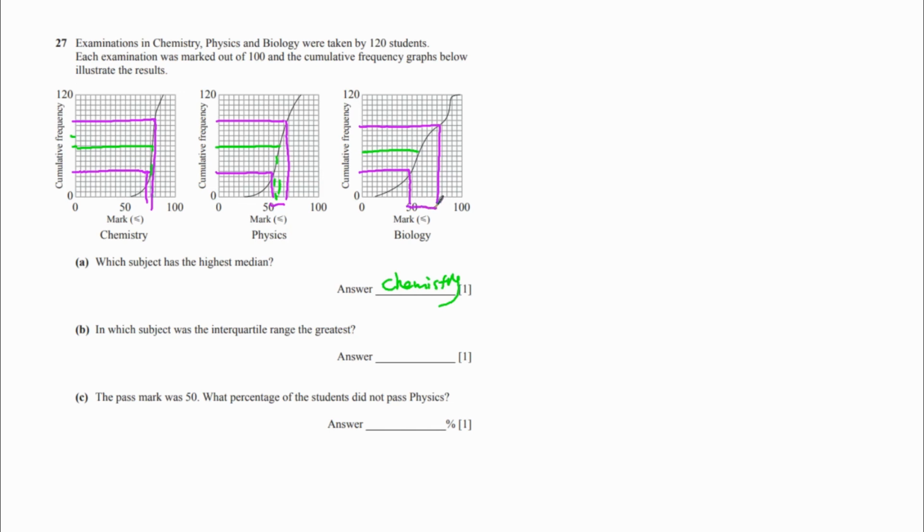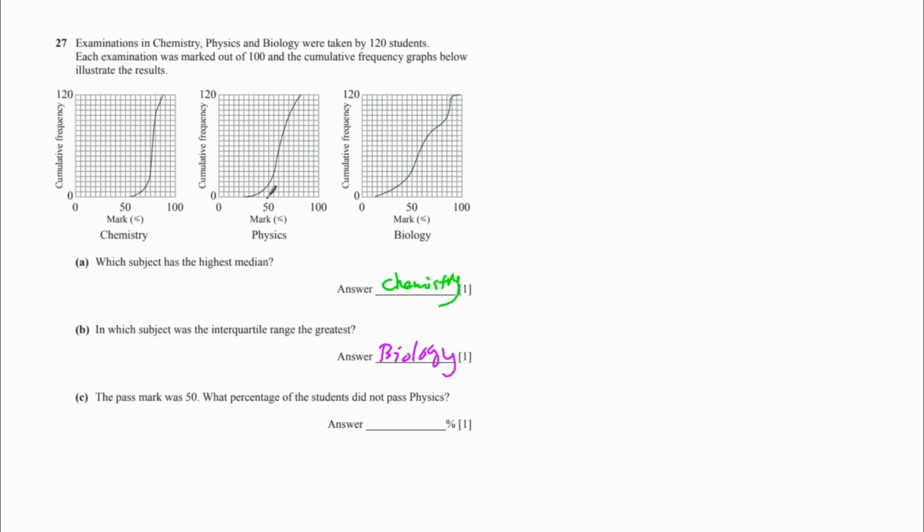So in which subject is the range greatest? And that would be biology. Now I'm going to clear this so that I can do the last question in here. It says the pass mark was 50. What percentage of students did not pass physics?